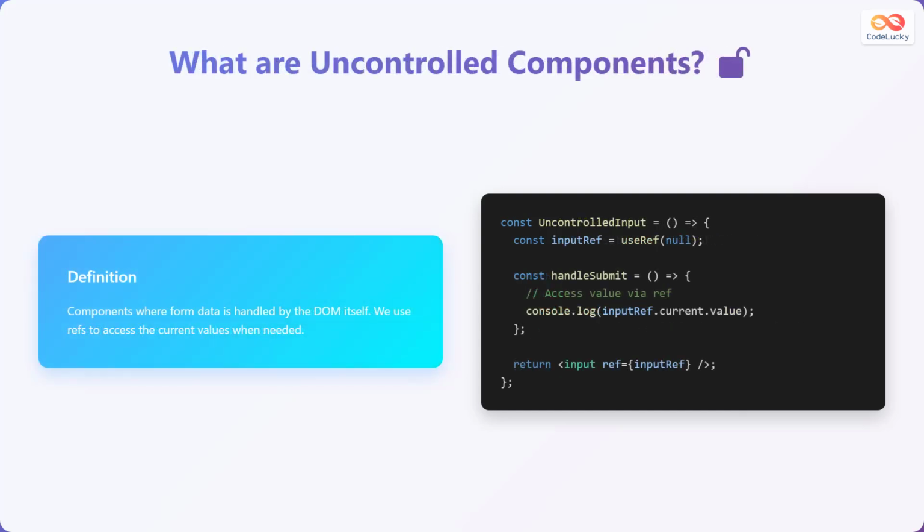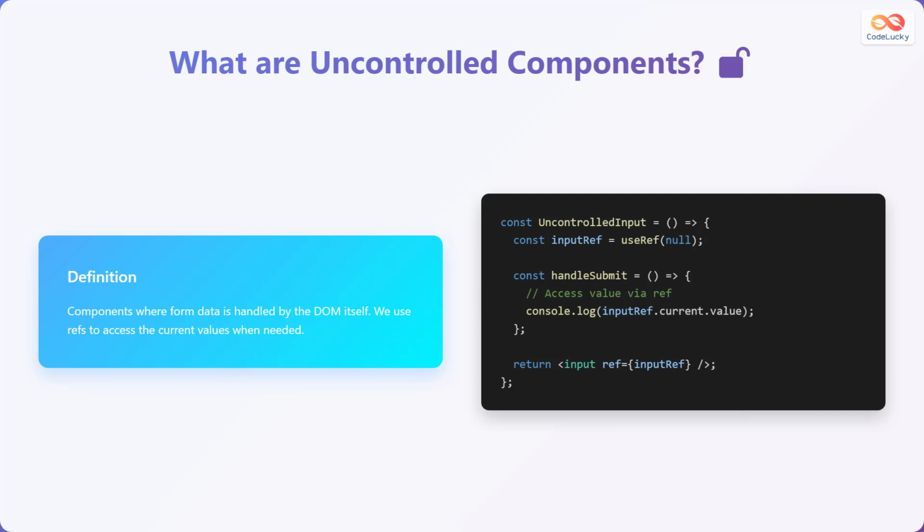Now let's define uncontrolled components. Uncontrolled components are those where the form data is handled by the document object model, also known as DOM itself. We use refs to access the current values when needed. Let's look at a code example.